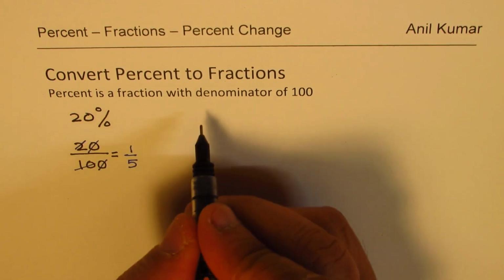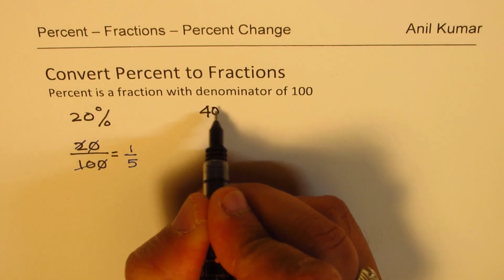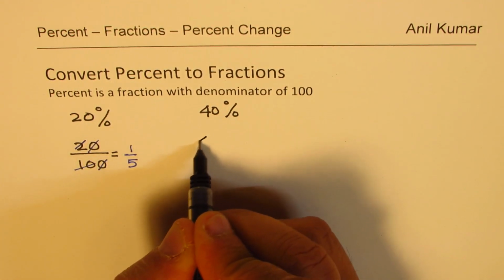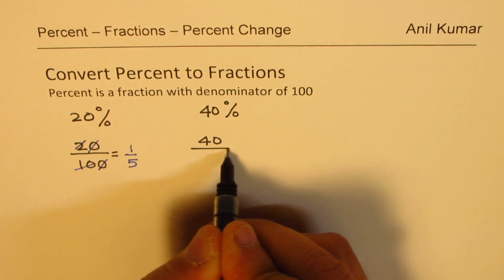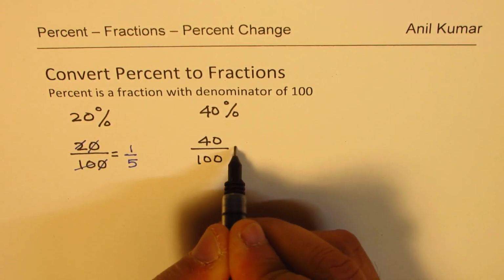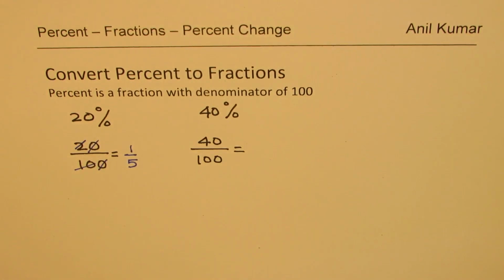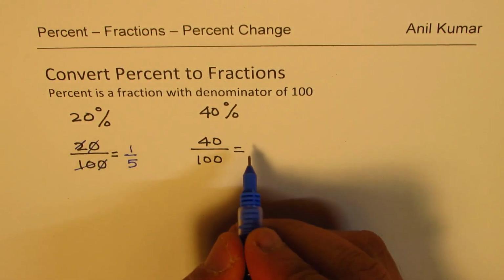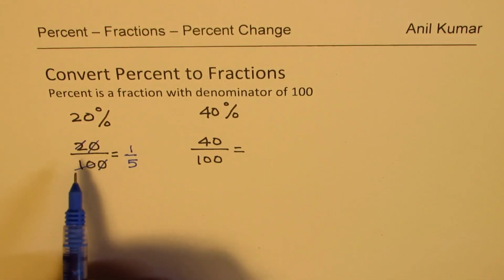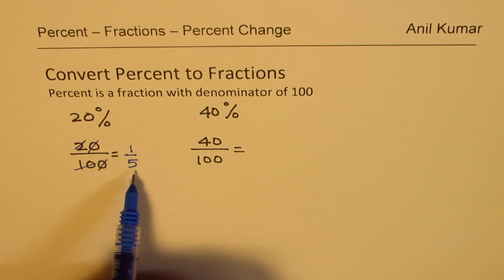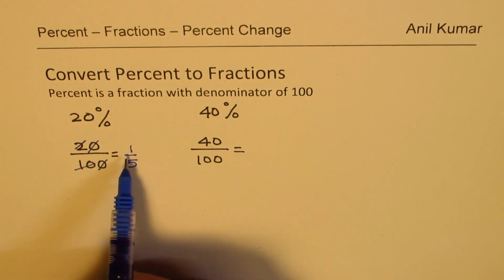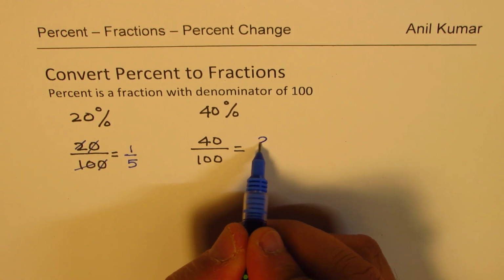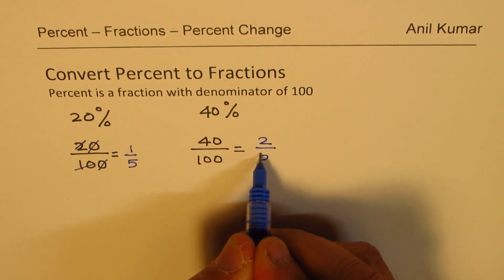So if I take 40%, for example, 40% means what? 40 over 100, right? So if I do my calculations right, what should I get? Well, you need to do all this, but what I will do here is, since I know 20% is 1 over 5, 40% should be twice that. So that should be 2 over 5. Does it make sense to you?